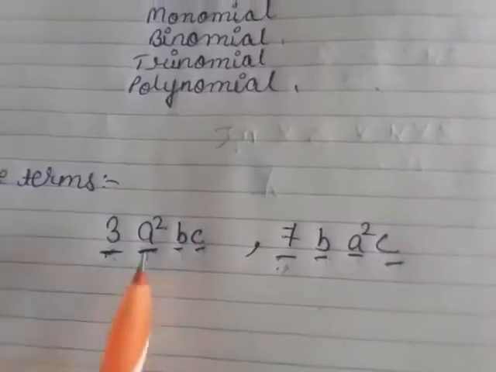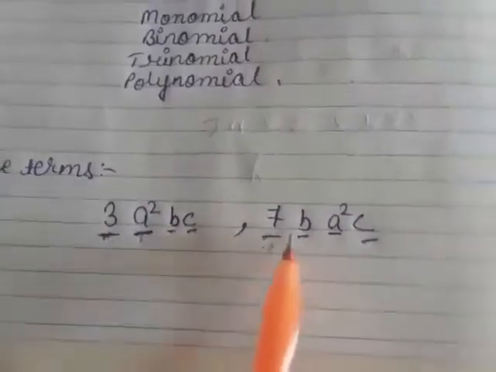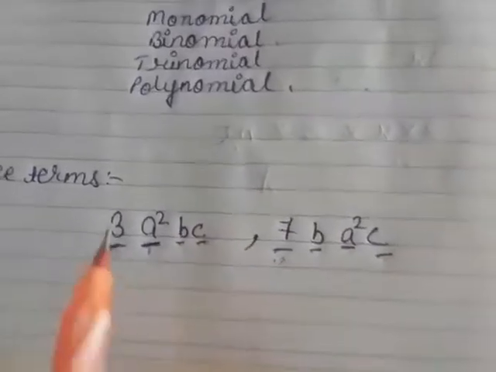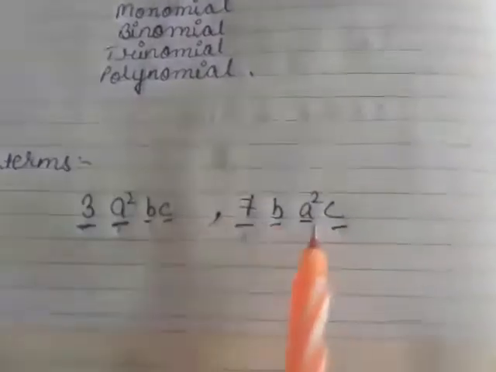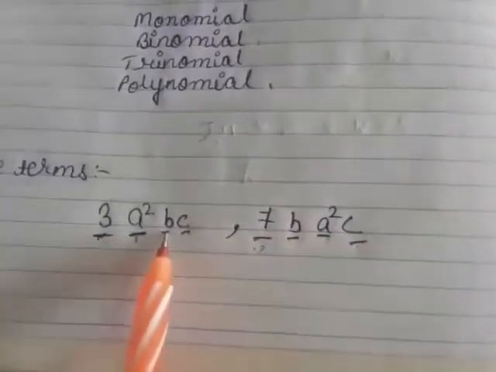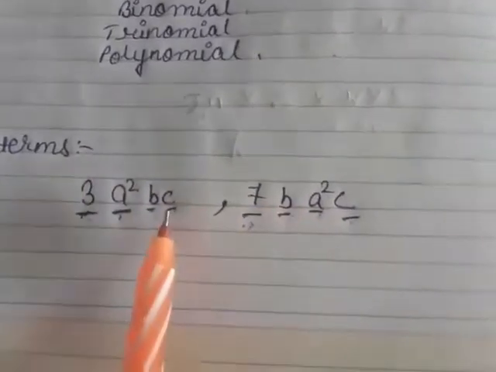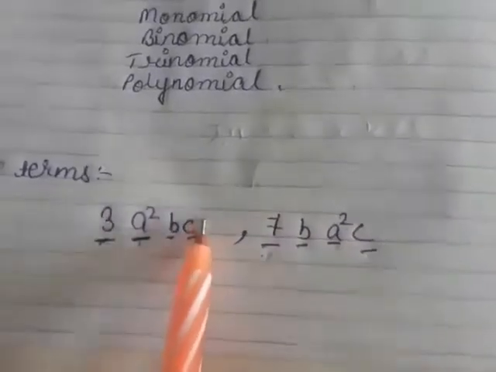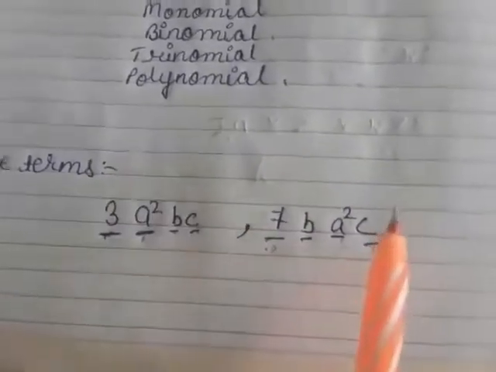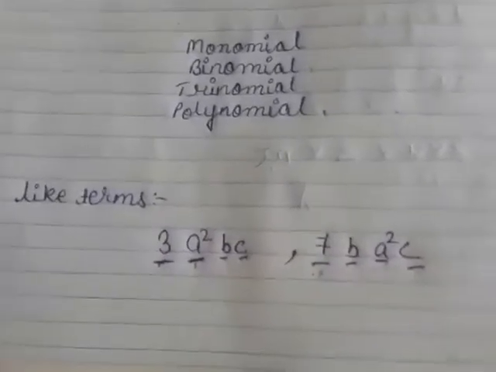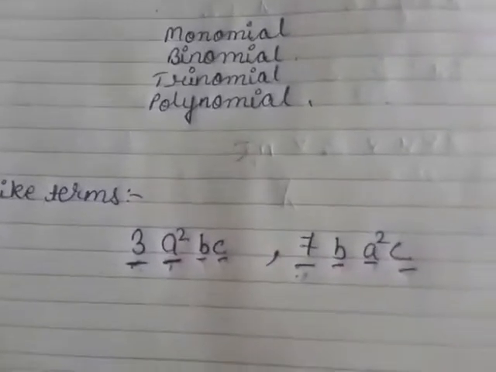Okay, you can see A, B, C is present in this also, A, B, C is present in this also. Here you can see the power of A is 2, here also the power of A is 2, here the power of B is 1, nothing means 1, here also the power of B is 1, here the power of C is 1, and here also the power of C is 1. Okay, it means these both are like terms.